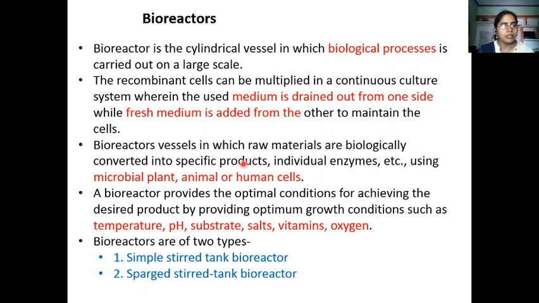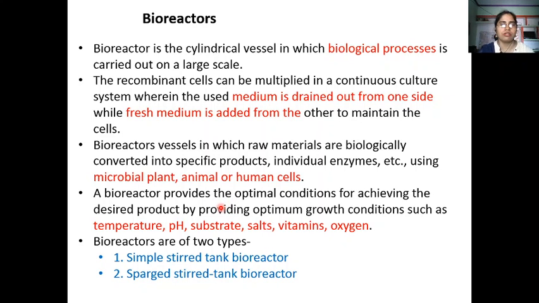What we produce in the bioreactor I have already told you, such as enzymes, antibiotics, and ethanol, by using different cells. Microbial and plant cells are also used in the bioreactor for producing different metabolites. Animal cells are also used for different disease treatments, and human cells too. We can say the bioreactor is also used for culturing plant cells, animal cells, and human cells.